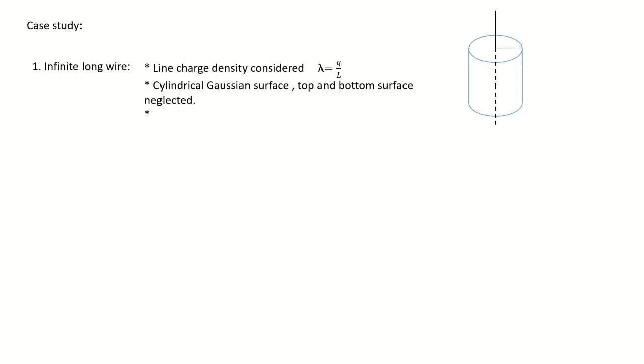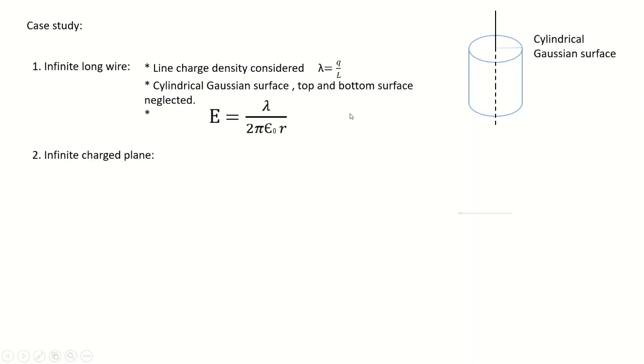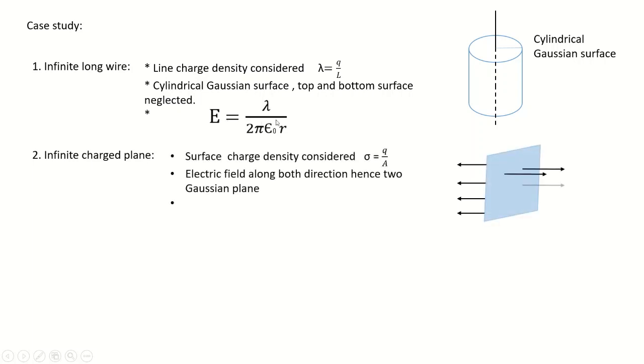Now, what is the use of this? By simply using Gauss theorem, we can easily calculate the electric field due to this infinitely long wire, and the result obtained is E equals lambda divided by 2 pi epsilon naught r.